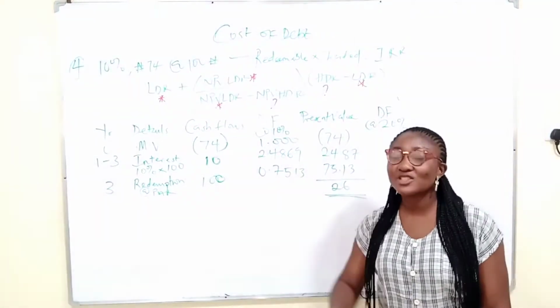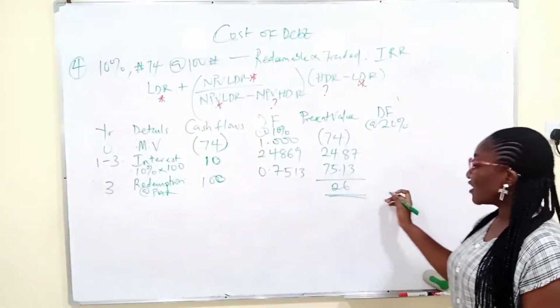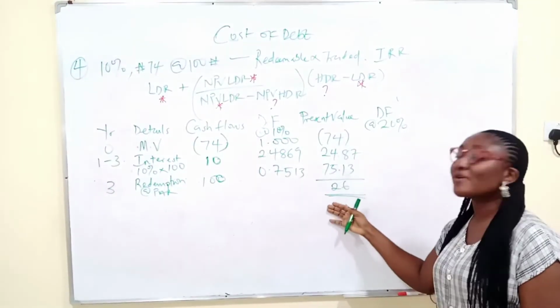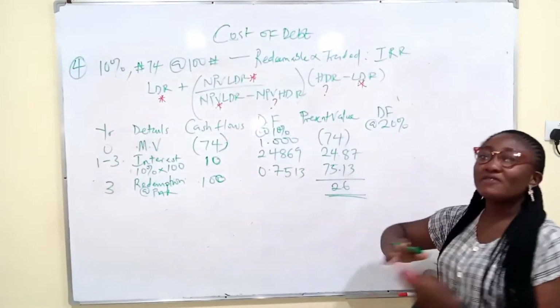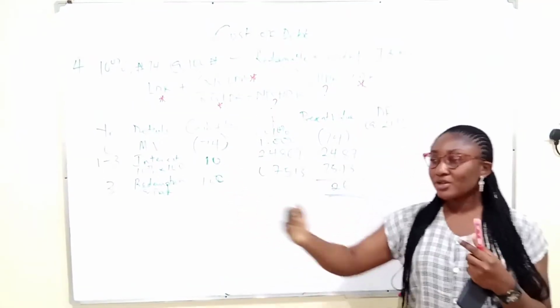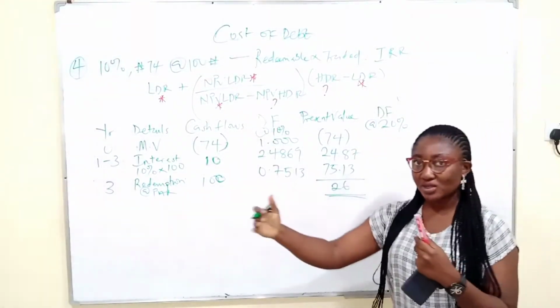If it doesn't give you negative, don't start insisting that it must give me negative. No. If it gives something like 1 point something, and the figure is lower than 26, just continue, okay? But it's good to give it a reasonable gap, so that your cost of debt can fall between that.